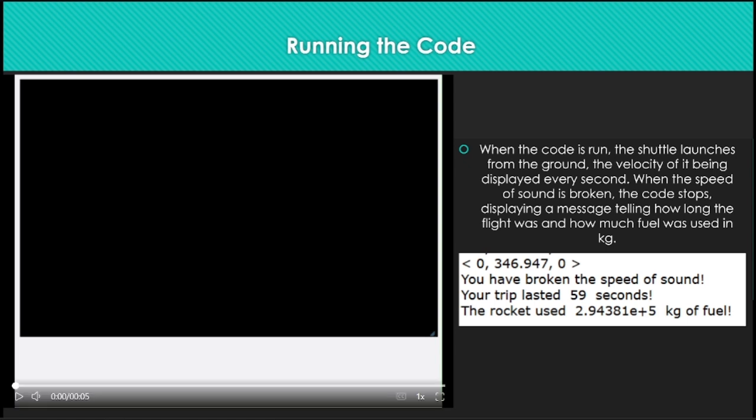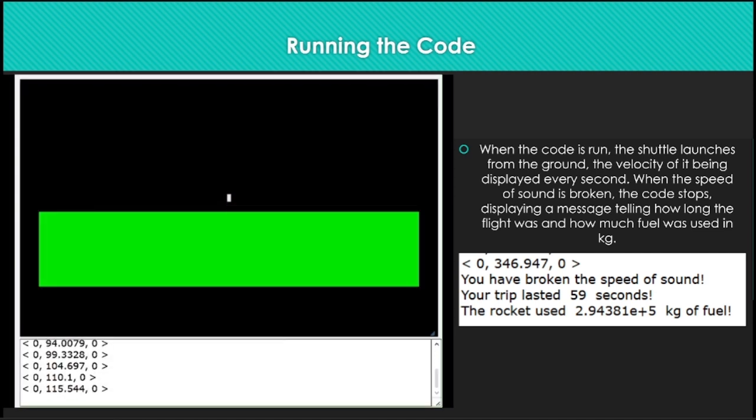When the code is run, the shuttle launches from the ground, the velocity of it being displayed every second. When the speed of sound is broken, the code stops, displaying a message telling how long the flight was and how much the fuel was used in kilograms. For this simulation, the trip lasted 59 seconds, and 3 times 10 to the 5th kilograms of fuel were used.